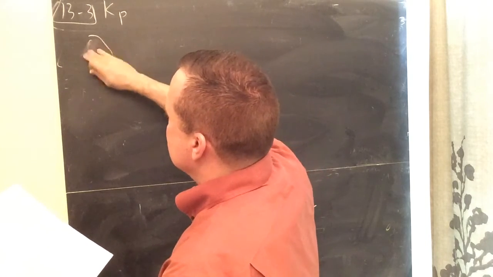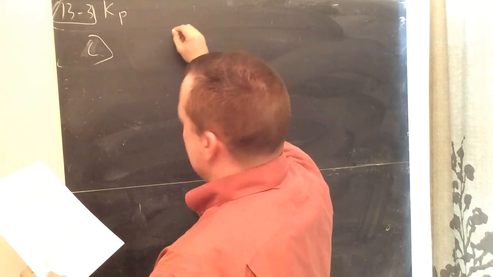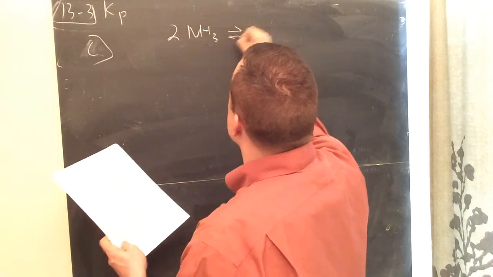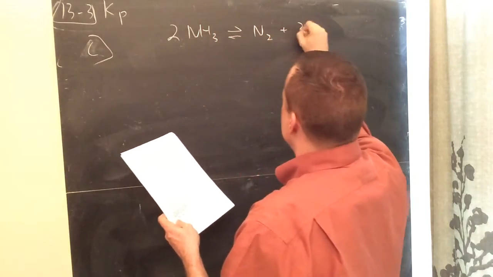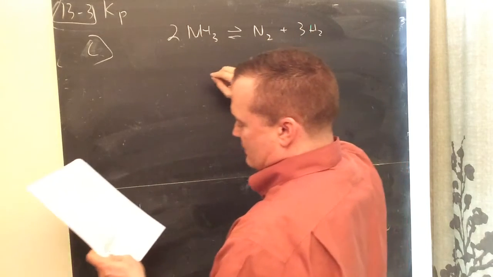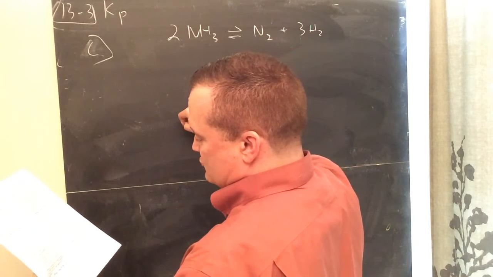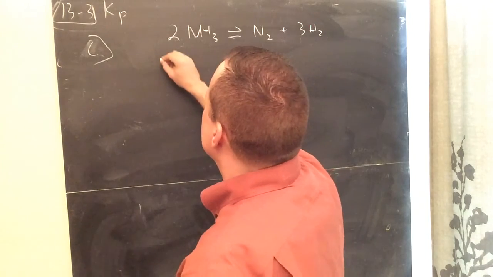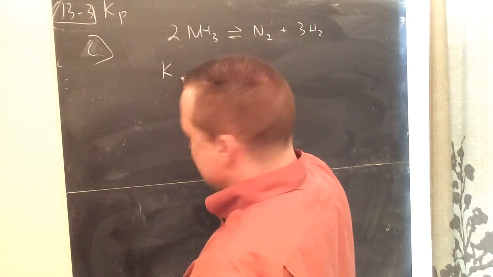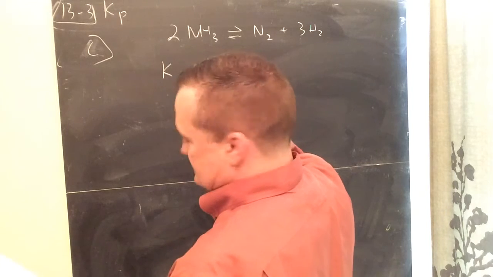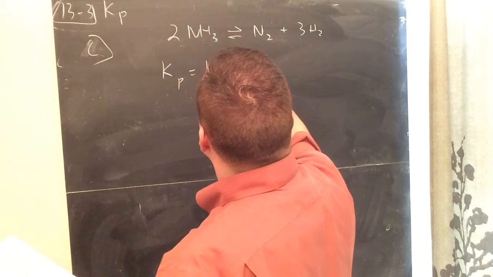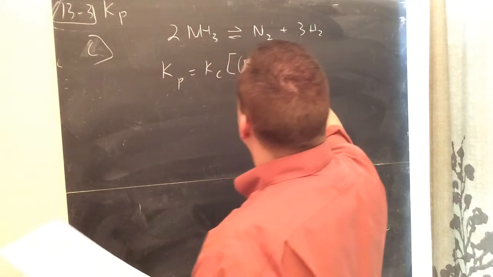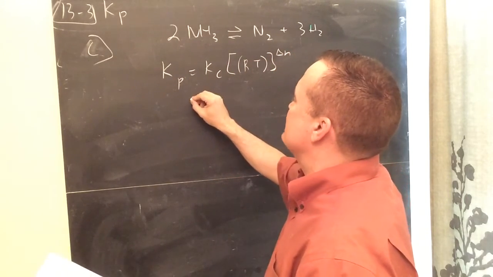All right, for letter C, it says, all right, the same one we always see. We're going to see this, and we're going to see it more in this chapter. And it says at 127, Kp is 0.0281 for this reaction. Calculate the value of Kc. So Kp equals Kc times RT to the change in moles of gas.